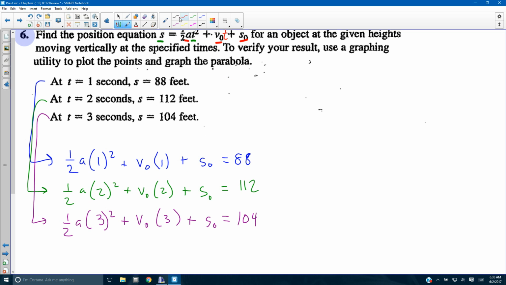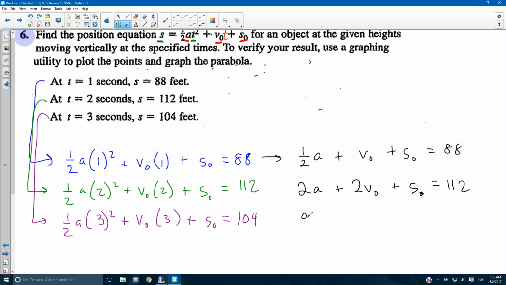So, in terms of simplifying this a little better here, 1 squared is 1, times 1/2 is 1/2. So I have 1/2 a plus 1 times v naught plus s naught equals 88. Here, 2 squared is 4, 1/2 of 4 is 2. 2a plus 2 times v naught plus s naught equals 112. And finally, 3 squared is 9, 9 halves is going to go here. 9 halves times a plus 3 times v naught plus s naught equals 104.